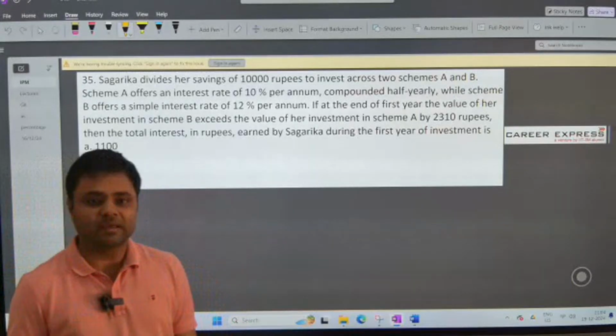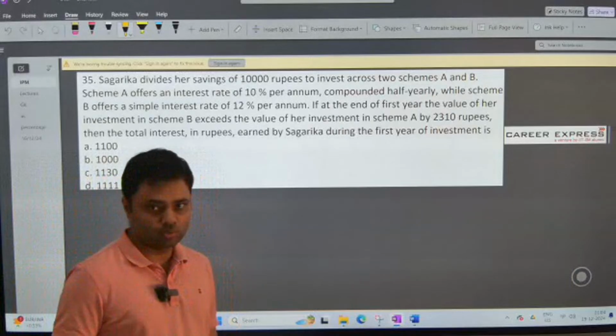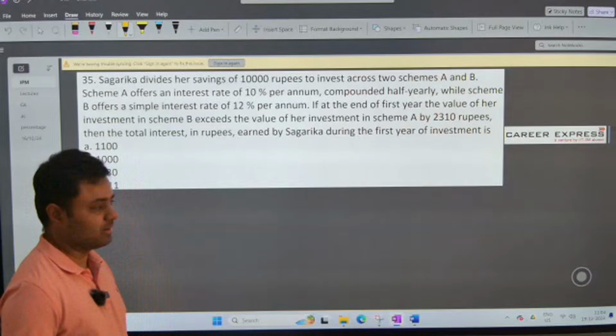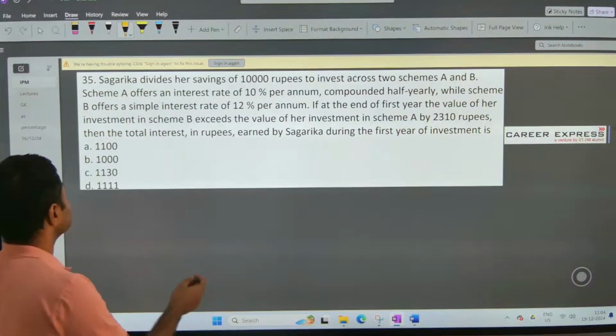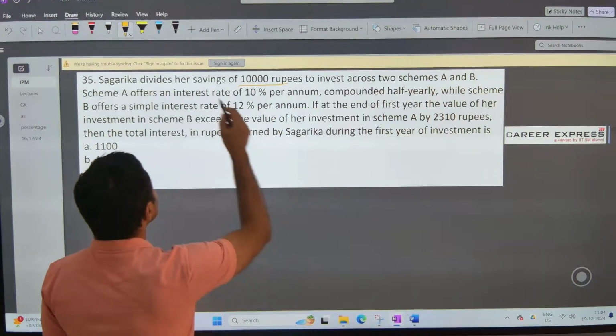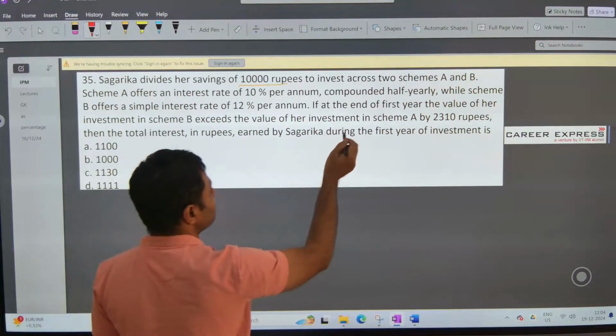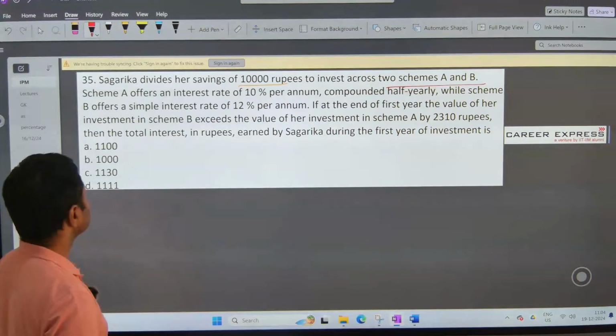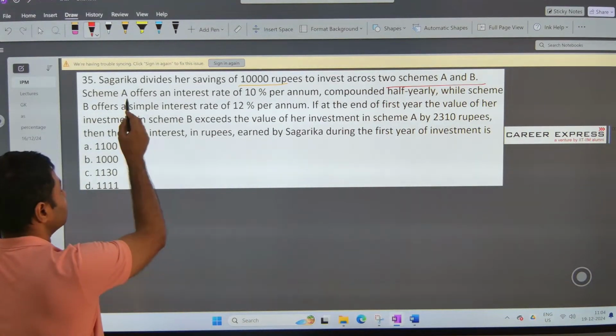This is a question from IPMAT Indore 2024 paper QA section, and the question is on interest, simple and compound interest. Sagarika divides her savings of 10,000 rupees to invest across two schemes A and B. So the next line tells us more about the two schemes.